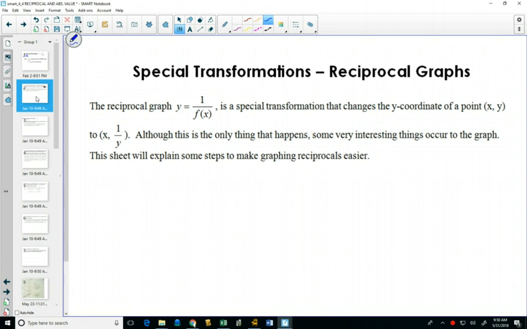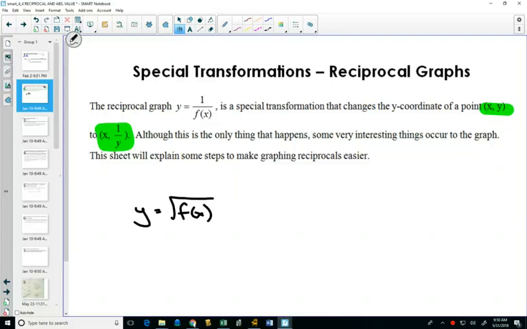When you have a 1 over f of x graph, all that you do is you take any point on f of x, and all that changes is the y value changes to 1 over y. That's the lesson. And then you would have to go out and figure out what happens with that and try to graph ones. But if you know that every point, the y value just changes to 1 over y, that is the reciprocal graph. It's the same thing when we did our square root graphs.